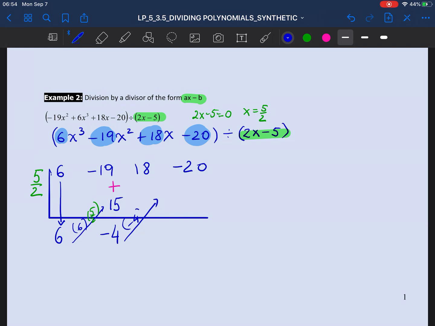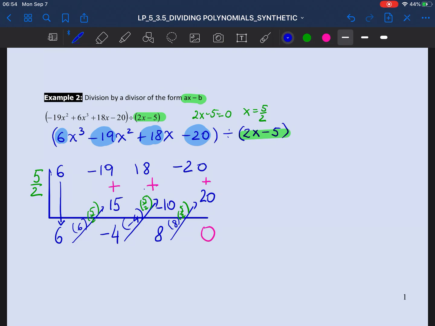Keep going. This time multiply negative 4 by 5 over 2. Negative 4 times 5 over 2 is negative 10. So add positive 18 to negative 10, and we get positive 8. Next thing, we multiply 8 by 5 over 2. And that will give 20. Add negative 20 to positive 20, and you get 0.